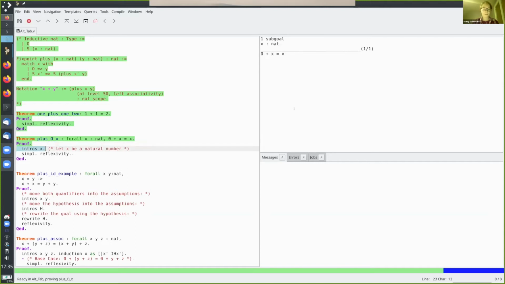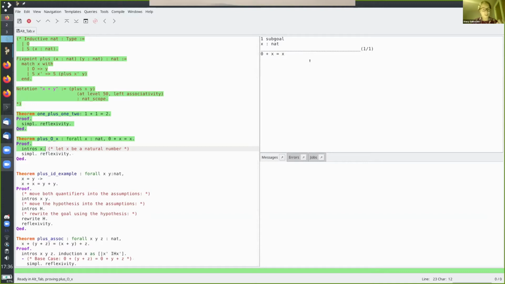So let's do that. So now we've moved our statement about all numbers x into our list of assumptions. So now we say, okay, x is some natural number. That's one of our assumptions. Now we can proceed as usual. We have a goal, and the goal is 0 plus x equals x.